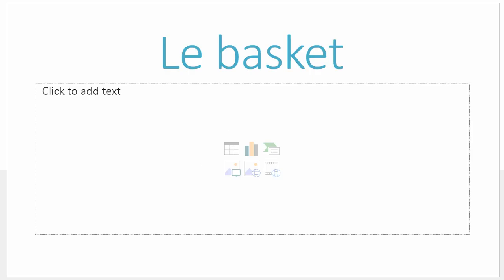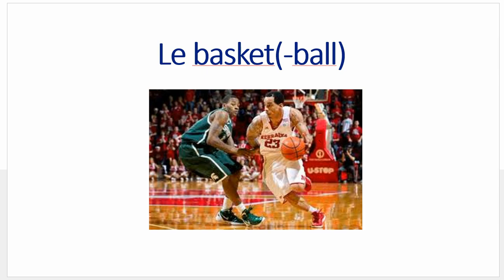Now, le basket. So le basketball. Usually people just say le basket. This is not a picture on your notes either. And actually, oh, actually it is, sorry, it is a picture. I've met a lot of French people who really like watching American basketball. So there aren't any professional French teams, but French people do like watching basketball. They just watch American basketball.